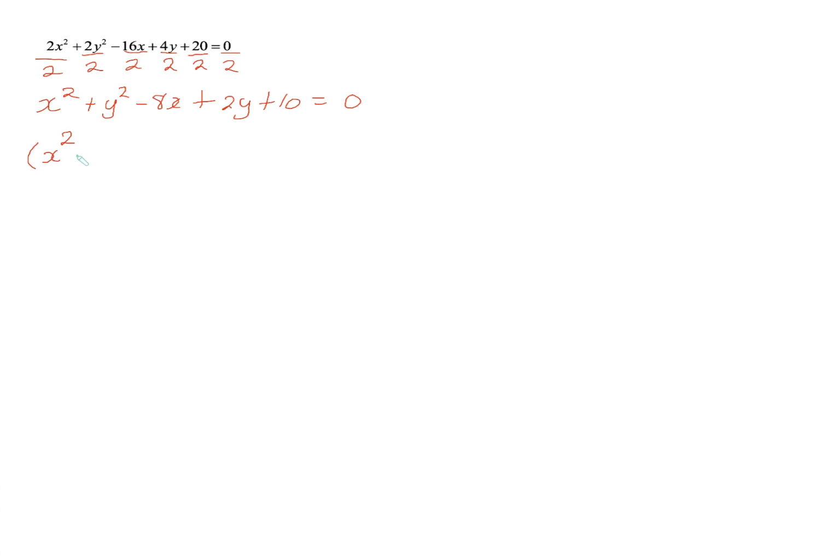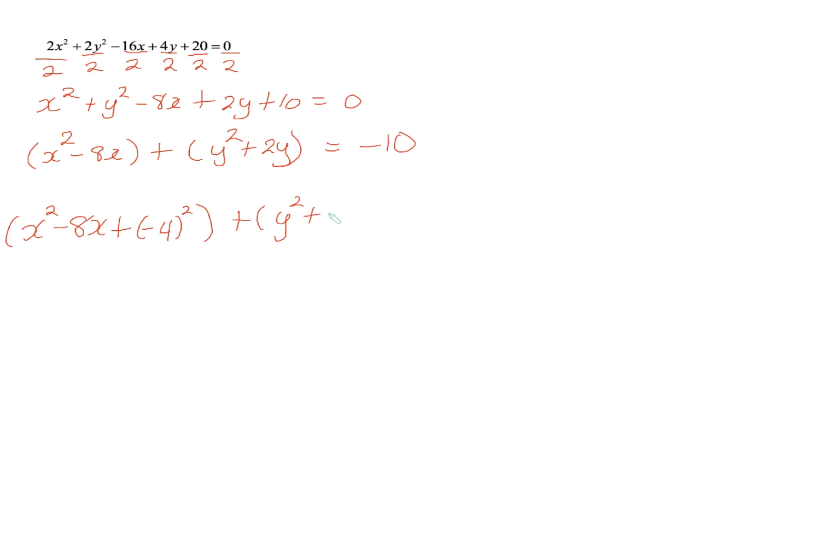We're going to group the x's together like that. Let's group the y's together like that. And the 10, let's take it over to the right. So it's plus 10, it becomes minus 10. Let's complete the square. x squared minus 8x plus half of negative 8 is negative 4 all squared. y squared plus 2y plus half of 2 is 1 all squared. And whatever we added to the left, we must add to the right. So I have to add my negative 4 all squared and my 1 squared.